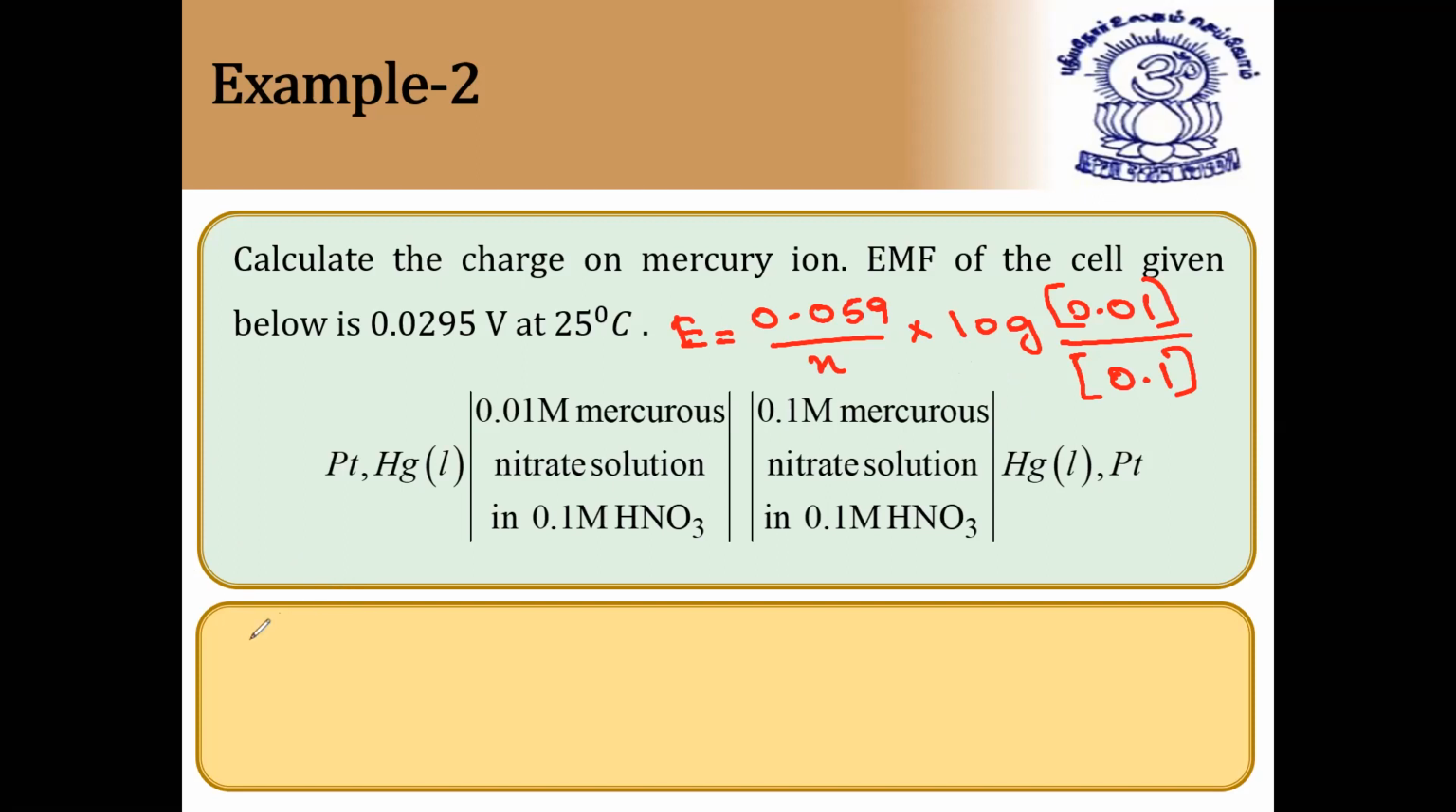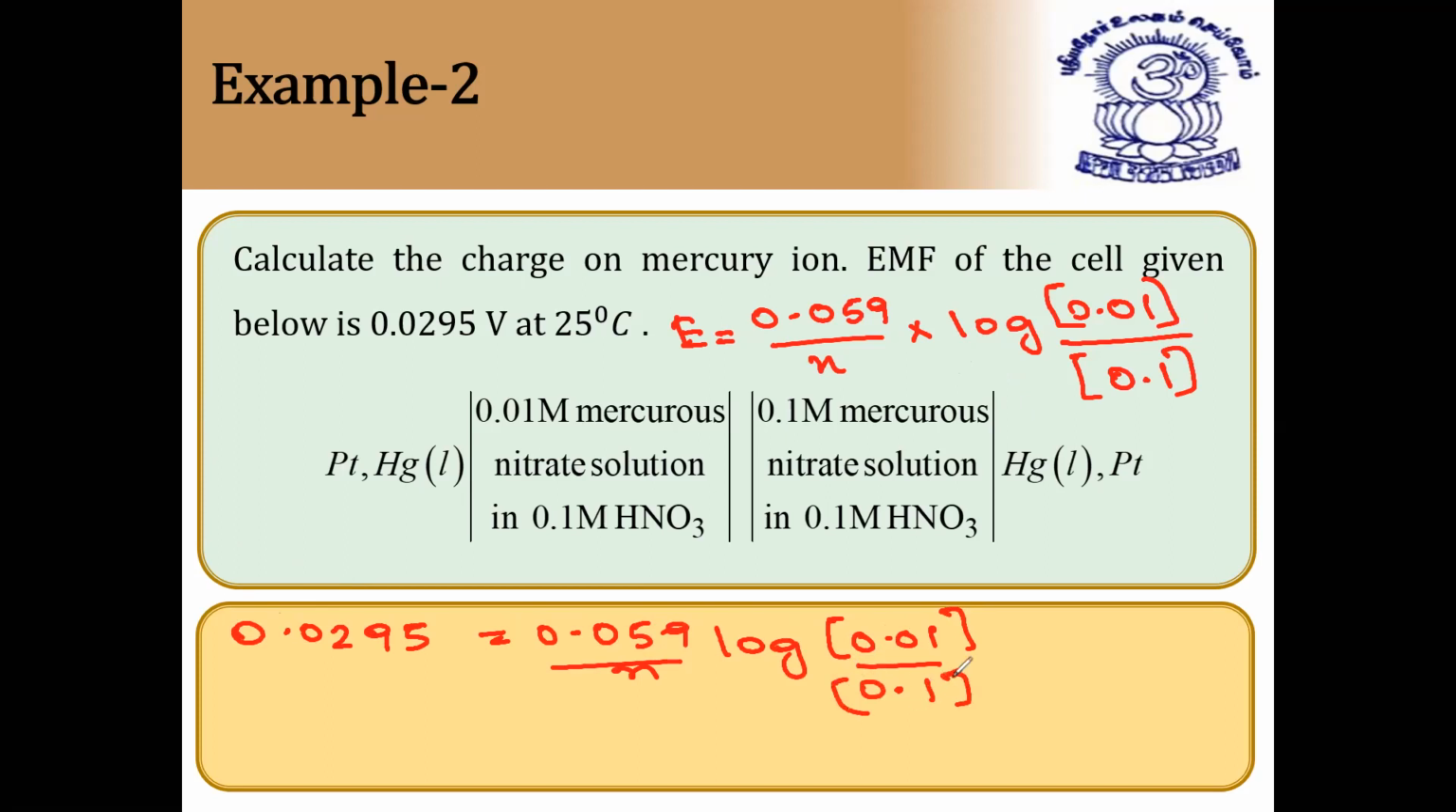E is given as 0.0295. So 0.0295 is equal to 0.059 by N, because we have to find N only. The charge means N, number of electrons involved, by N into log of 0.01 by 0.1 is 0.001 by 0.1. So you can cancel it out. So it is equal to 10 to the power of minus 1.